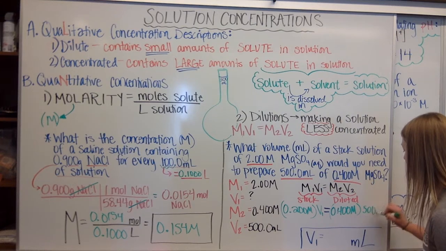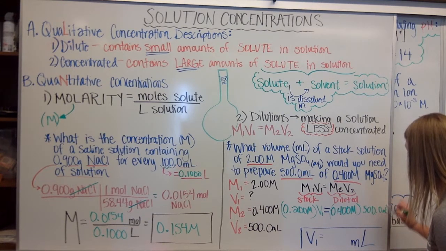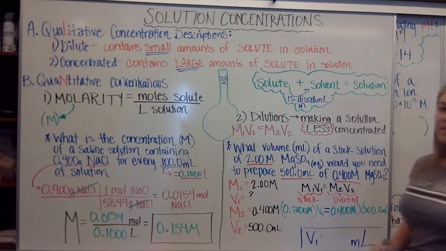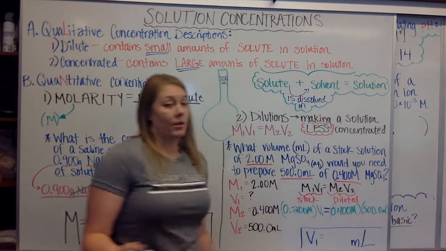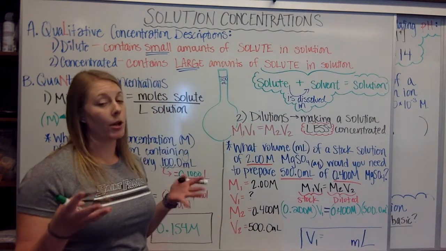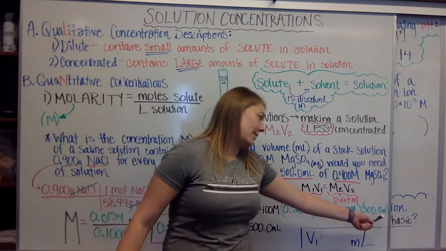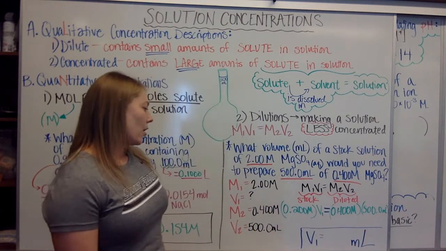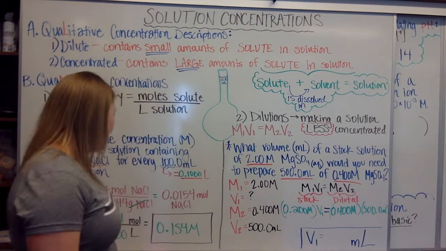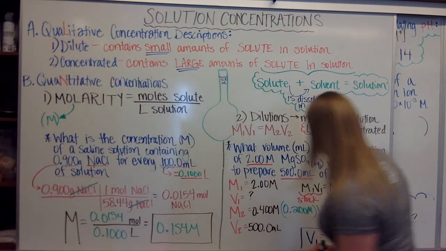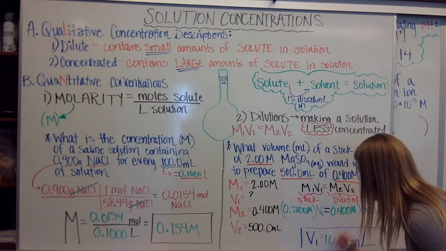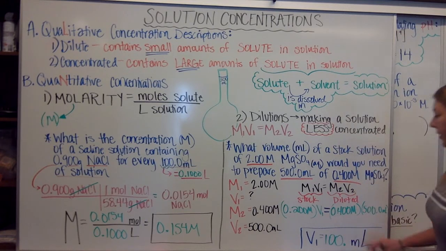times 500.0 milliliters. Okay, this time we don't need our volumes in milliliters. We just need to make sure that the volumes are the same unit on each side. This is asking for milliliters, so we're going to keep that volume in milliliters. All right, so when we do this math and we divide, we get a volume is equal to 100 milliliters.